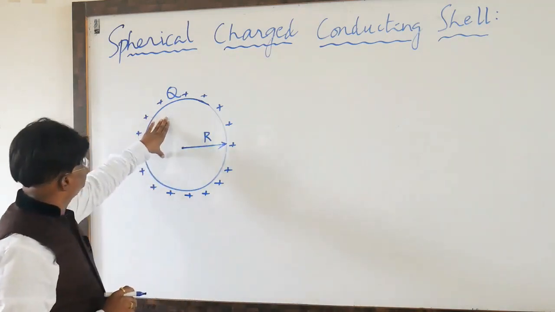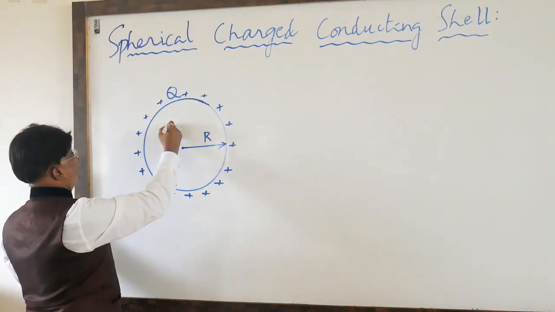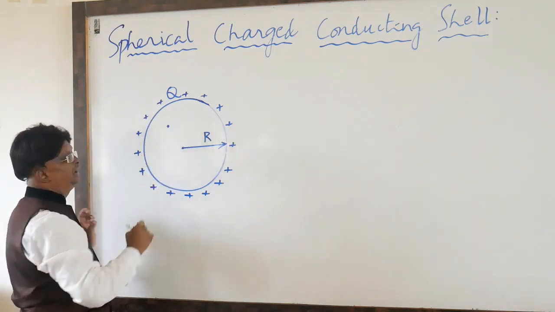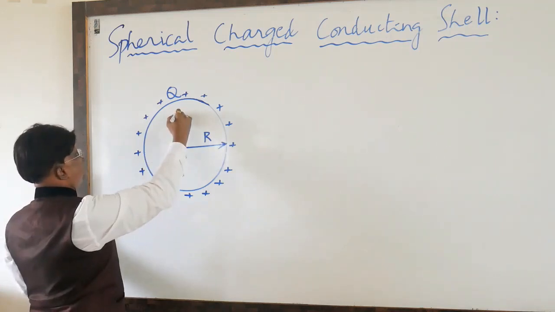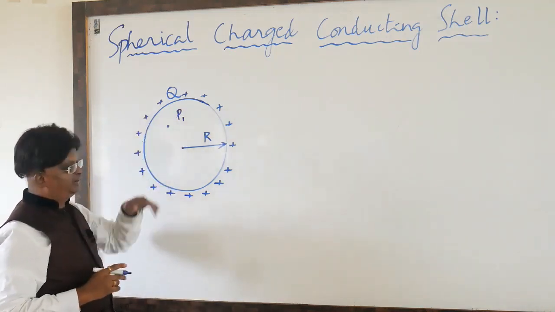Now you see capital Q are the symbols. Now supposing I consider a point. I call this point P1, which is present inside the surface.